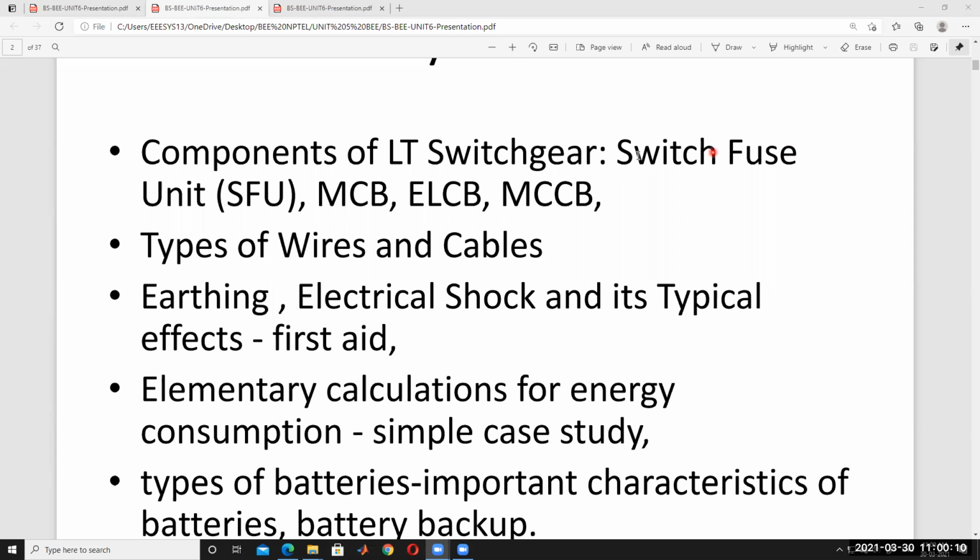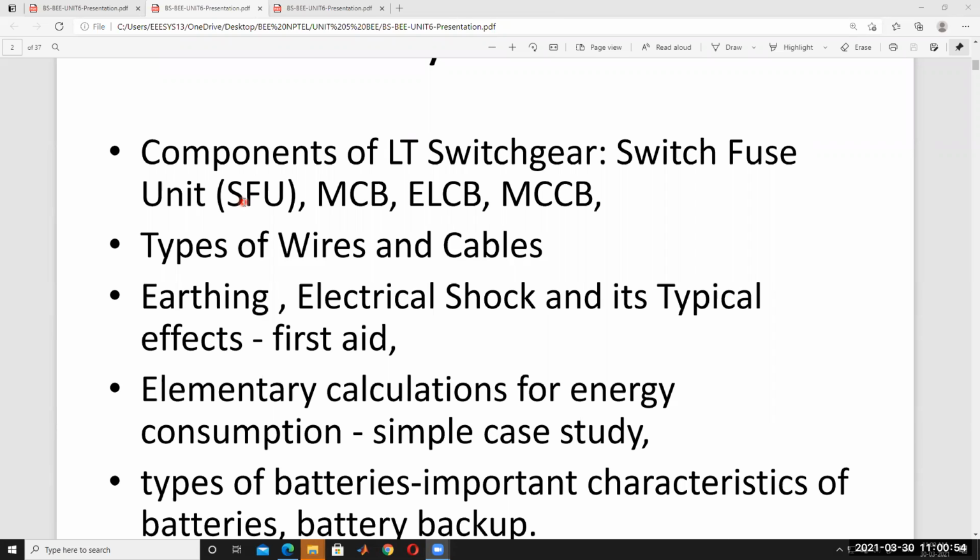Switch fuse unit. The switch fuse unit is connected in your home after the energy meter. Am I right? After the energy meter this SFU is connected, not before the energy meter. After the energy meter, then the switch fuse is there. If any short circuit occurs in your home appliances, this fuse melts and your appliances are protected from short circuit, and humans are also protected from short circuit.